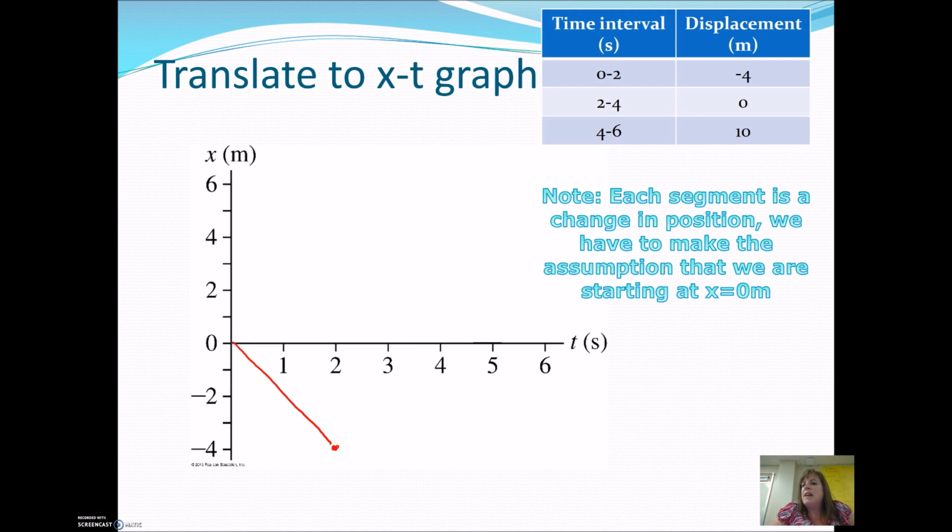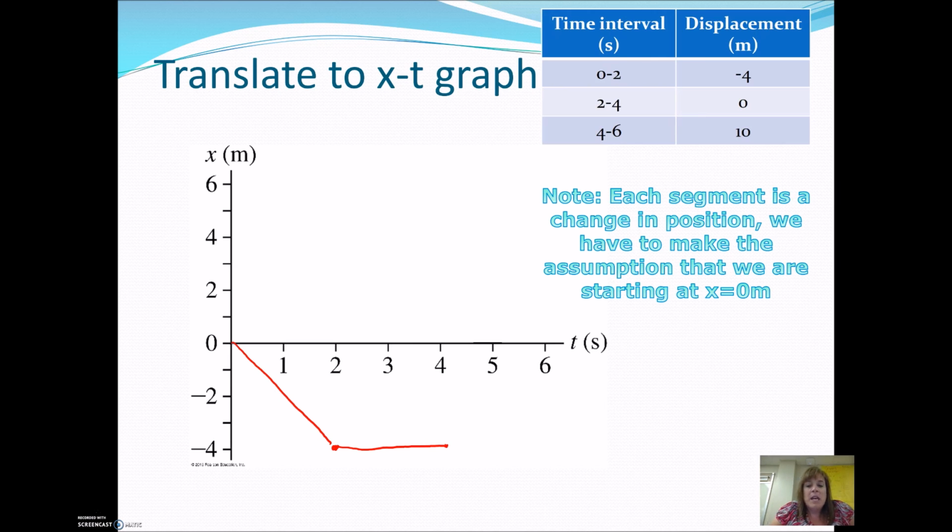Now, what does it mean to have 0 displacement? Does that mean I go back to 0? No, it means I stay at -4 for the next 2 seconds, from 2 to 4 seconds. So that should be a nice flat line. And then from 4 to 6 seconds, I travel 10 meters.